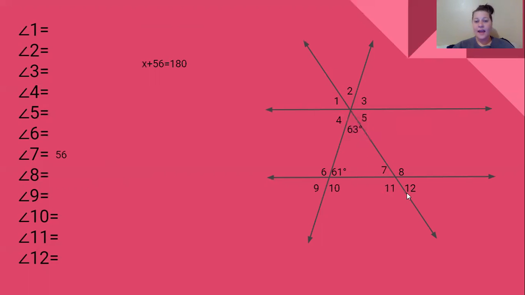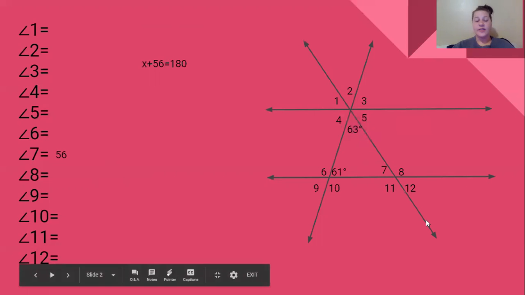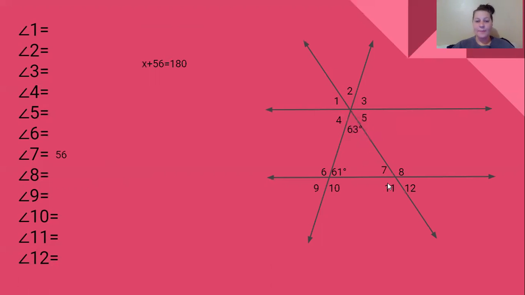And we know that a straight line is equal to 180 degrees. So if we take a triangle, unfold it, and lay the lines completely flat, it's going to equal 180 degrees as well. So we're going to do 56 plus x, which is the angle that we want to find. We subtract 56 from 180, and we get 124 degrees. That is what angle 8 is equal to: 124 degrees.